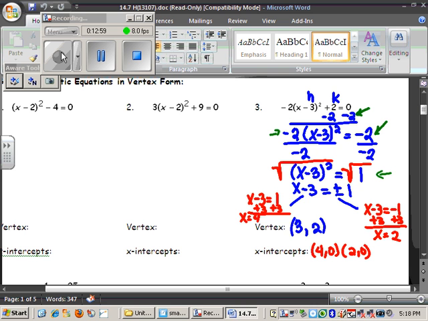So if you would like, you can pause the video at this time and go ahead and check your work compared to the work that I have shown here. And then when you're ready to resume to the next problem, you can start the video again.